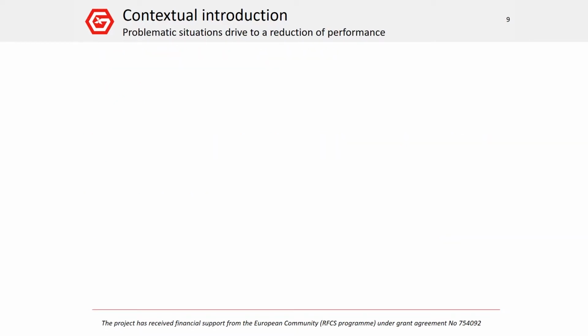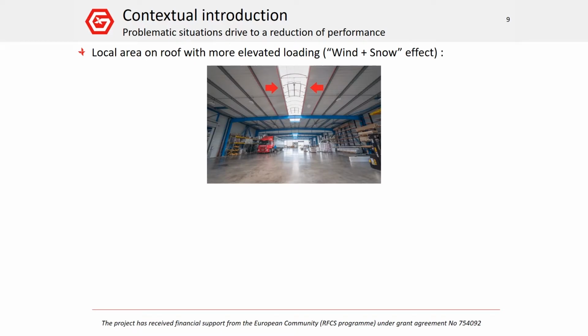But in reality, not all configurations are optimal regarding the resistance. It is not uncommon for the initial design to change due to conceptual changes or compliance with regulations not treated at the beginning of the project. The first example is the implementation of natural lighting, creating a local elevation of loading by the wind and snow effects combination. In this case, the steel sheet initially designed to resist a uniformly distributed load in green now has to resist in a second span a more elevated loading in red.